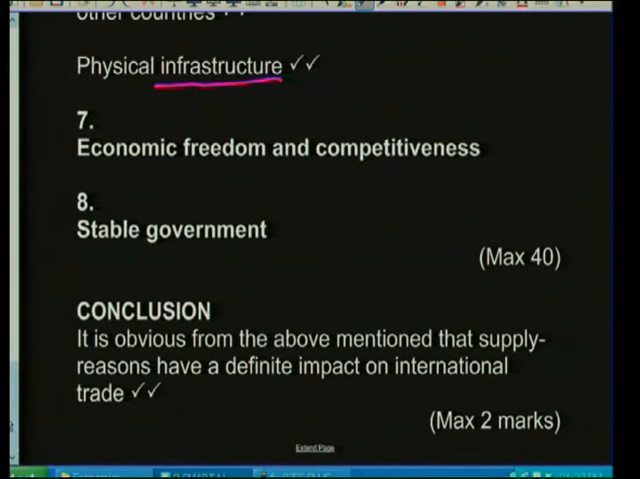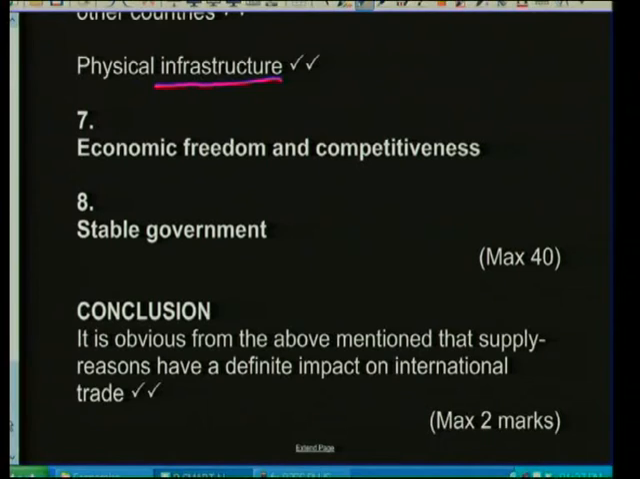Don't forget when you get to the end of your essay to write your conclusion. The conclusion can be anything that refers back to the essay as long as you don't say that you have discussed the following topic. It is obvious from the above mentioned that supply reasons have a definite impact on international trade, which means that when we look at supply reasons, we can actually determine the reasons why international trade between countries take place.